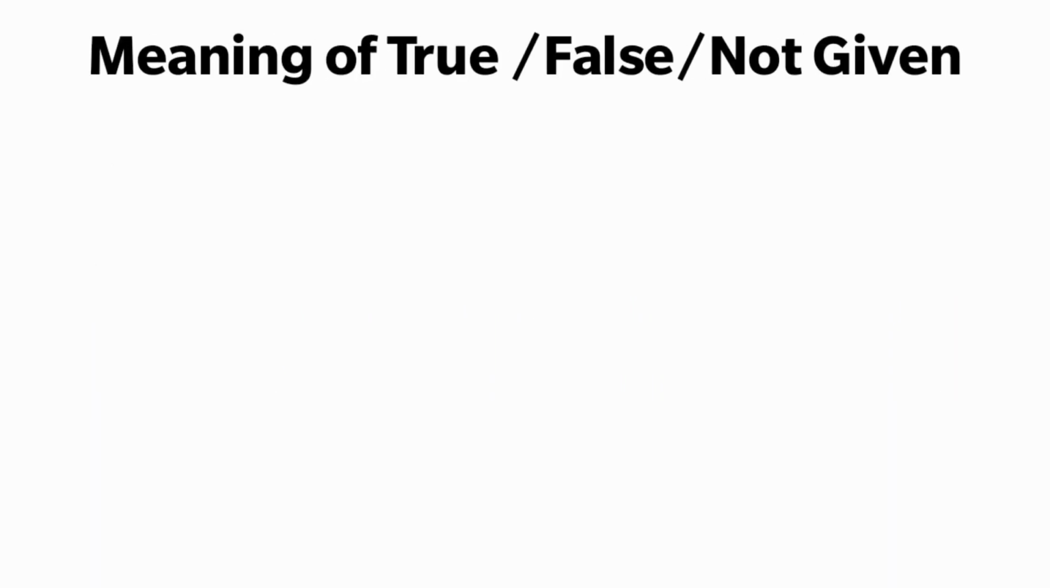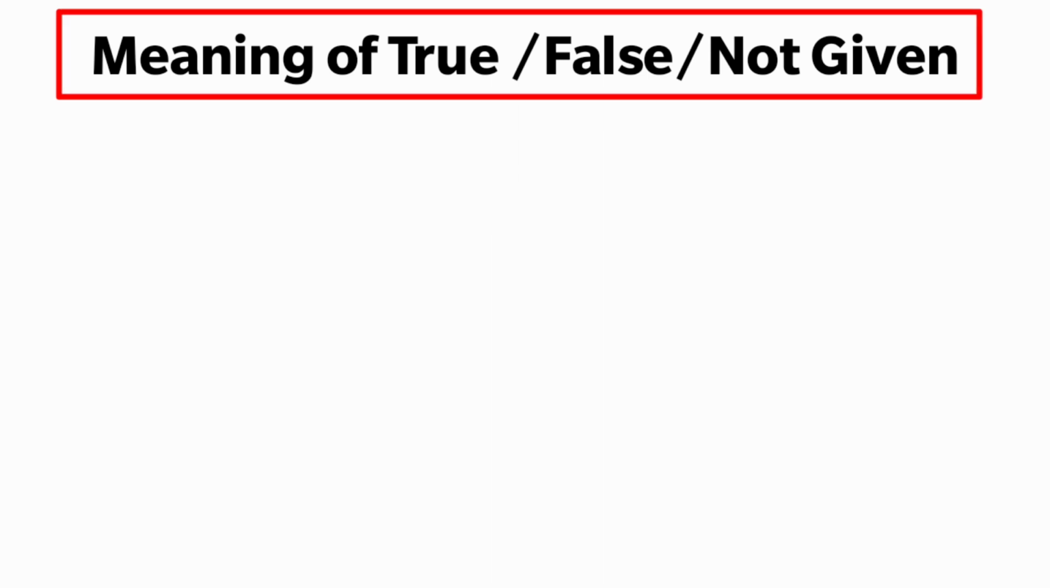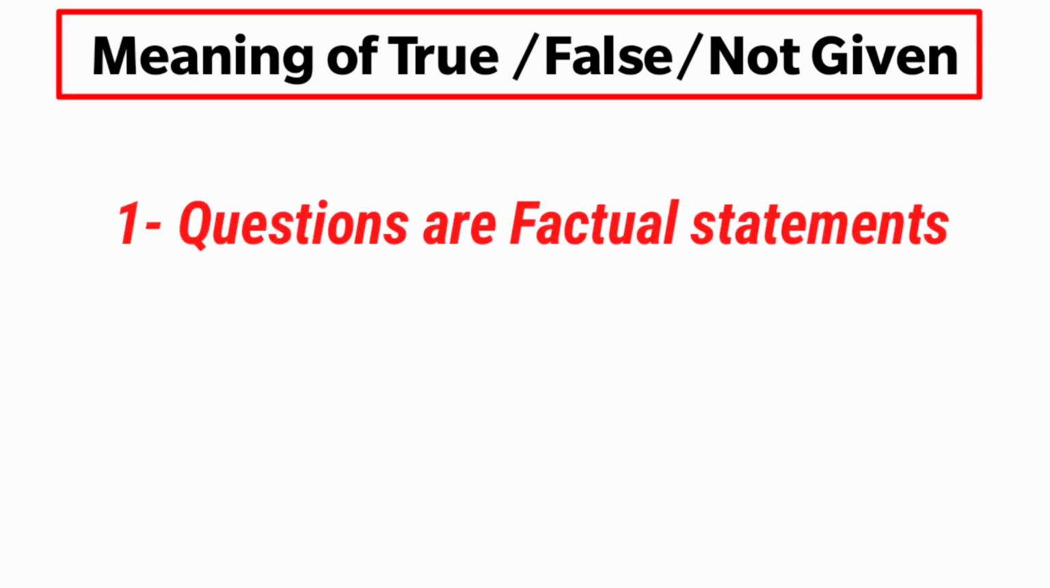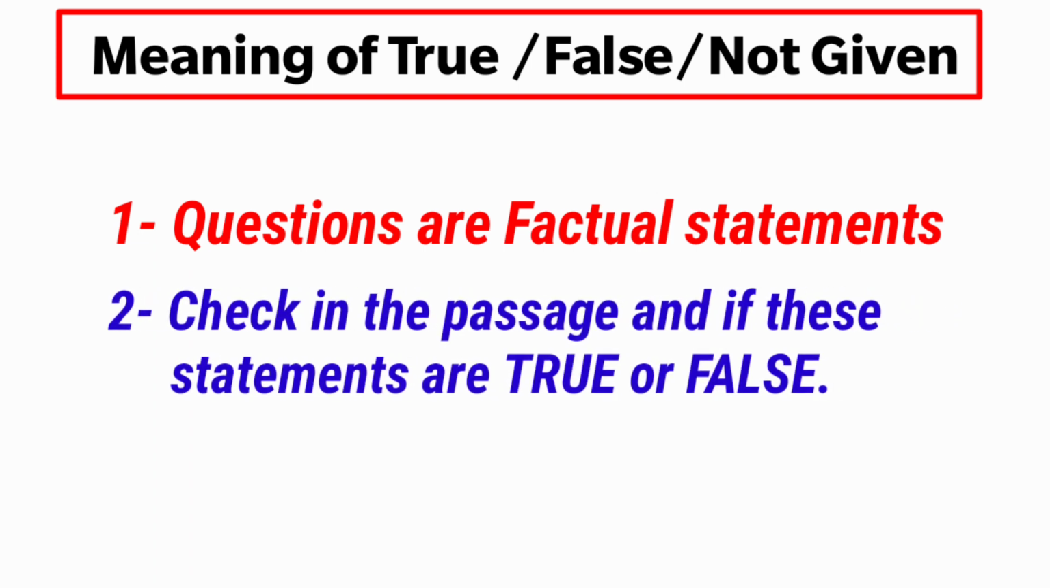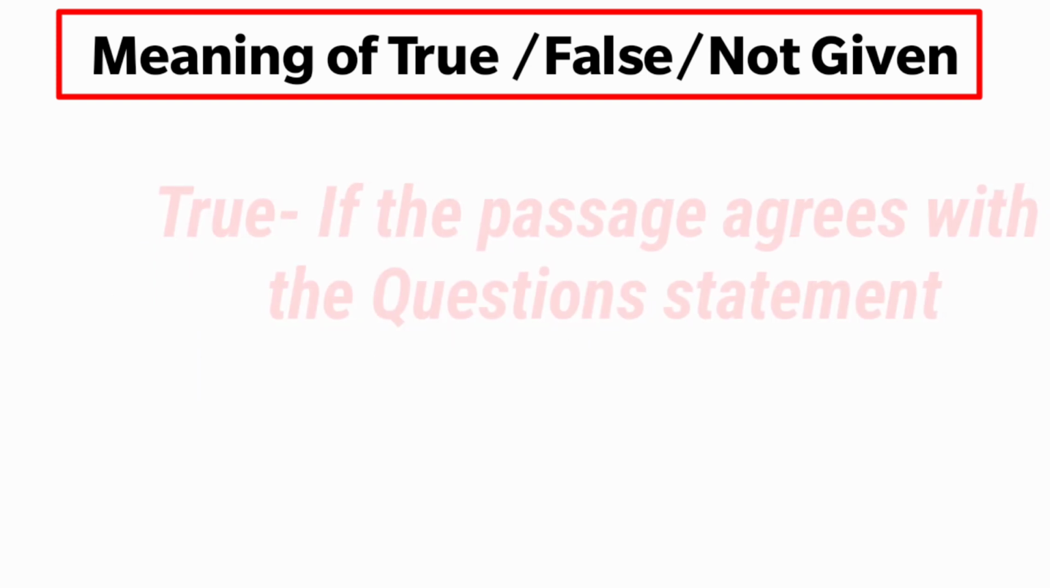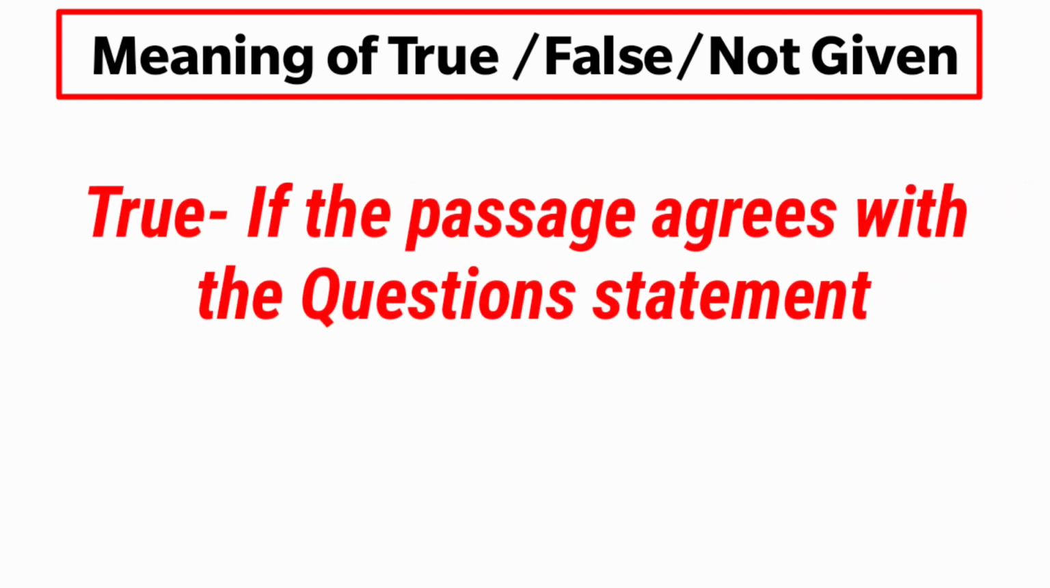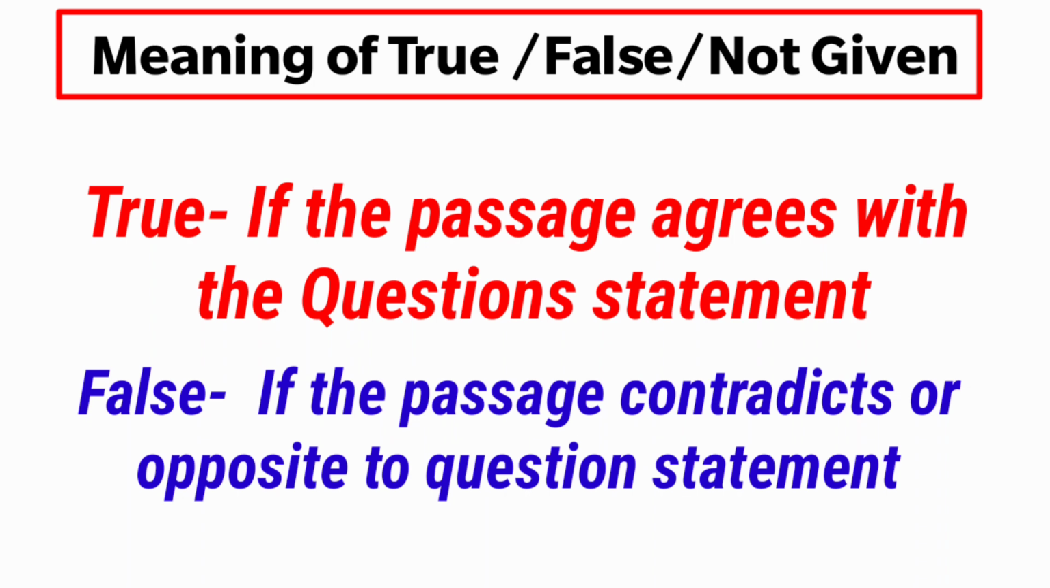In order to solve these problems, firstly, let's have a quick look at the general information about them. In this type of question, we will get factual statements, that is the question, and we have to check in the passage if these statements are true or false. Now if the passage agrees with the question statement, then the answer is true. If the passage contradicts or is opposite to the question statement, then the answer is false. Contradict means factually incorrect. It is an important point, you should note that.